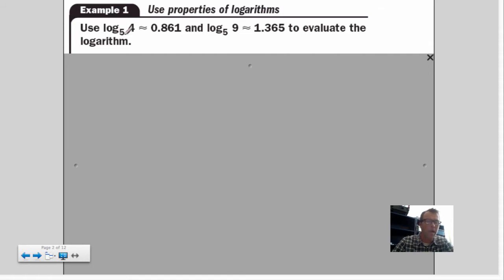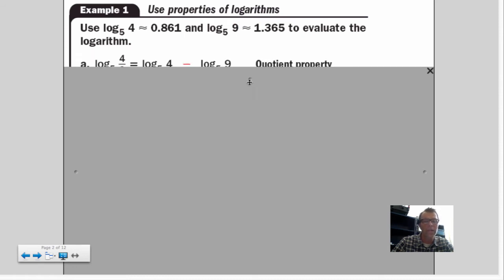Somebody tells you, hey, log base 5 of 4 is 0.861. And it'd be neat if you really appreciated that 5 raised to the power almost 1 is 4, which is almost 5, right? So that's a realistic number. And 5 raised to the power 1.365 would be slightly bigger than 5, which is 9. Again, just nice to evaluate that.